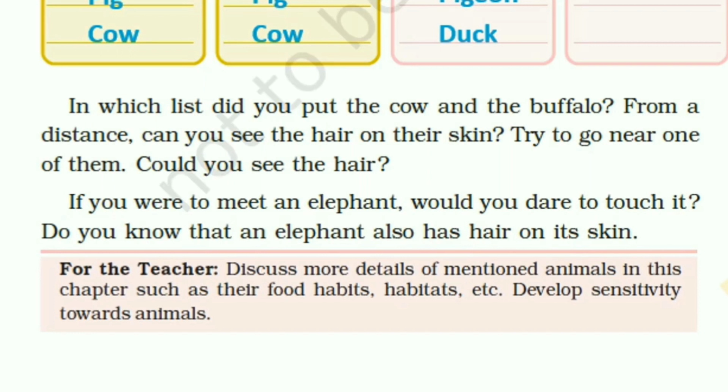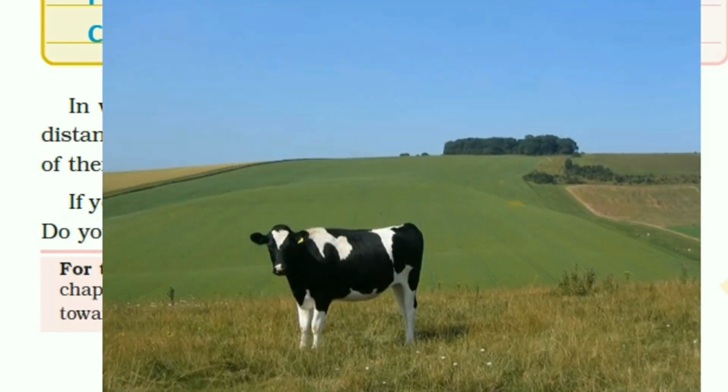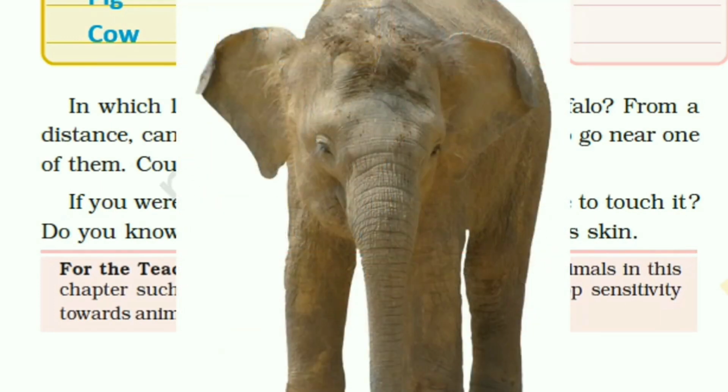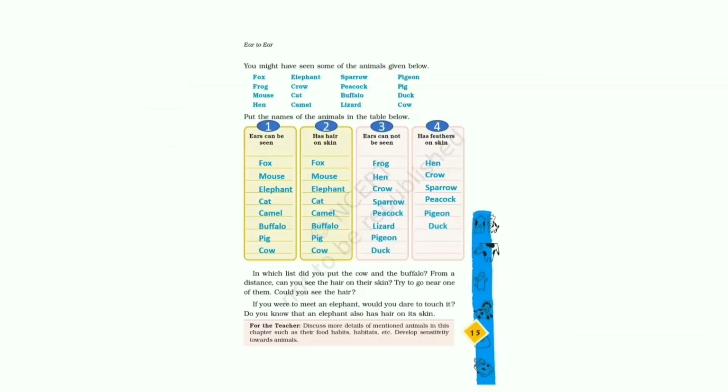So, students, I will give a visual of a cow. This is a cow. From this distance, we cannot tell whether it has hair on its skin or not. If we go closer or look closer, we can definitely tell it has hairs on its skin. And similarly, elephants also have hairs on their skin. See students, elephants also have hairs on their skin.